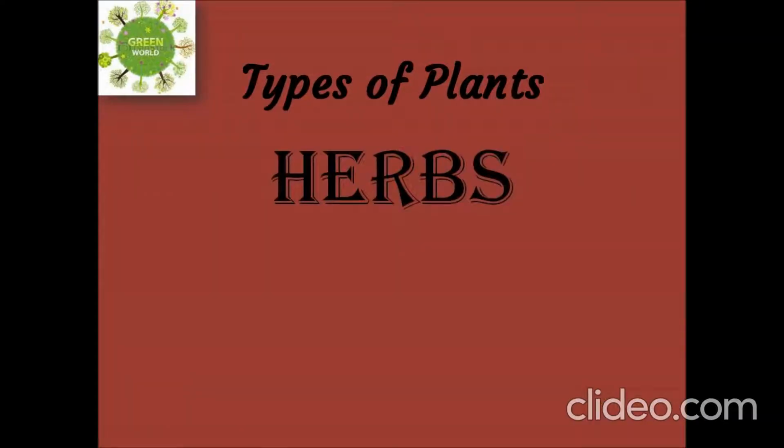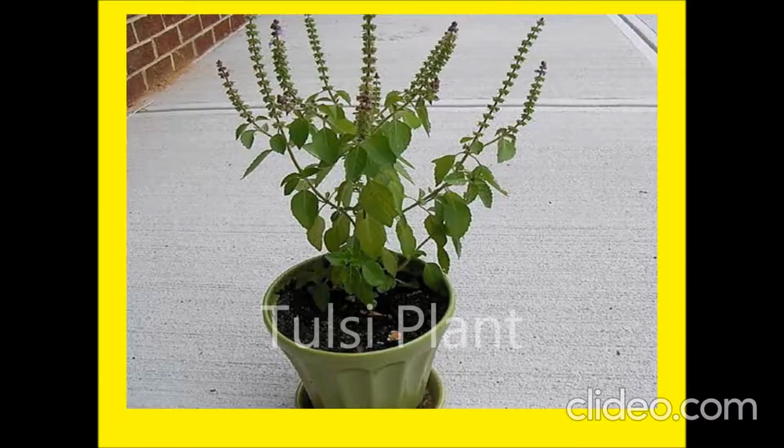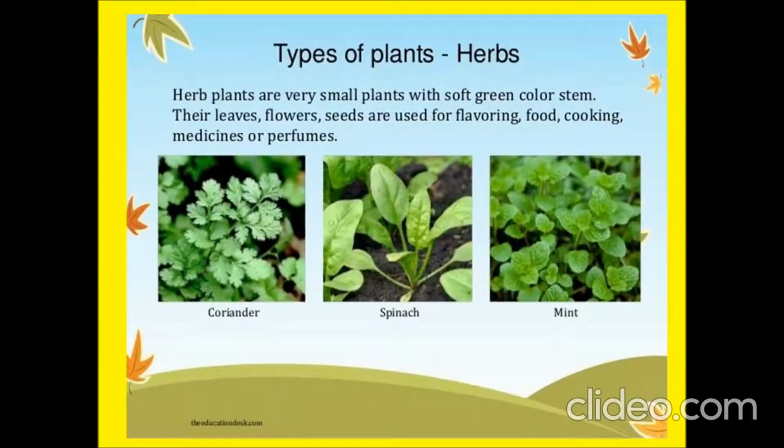Now come to the third category, which is called the herbs. Children, as I told you that herbs don't have a woody stem. Now see some more examples of it. That is coriander, spinach, mint. These plants are very small plants. They have a very soft green color stem. They are very flexible. Their leaves, flowers, seeds, all are used for flavoring the food, for the medicines, or their leaves are also used to make perfumes.